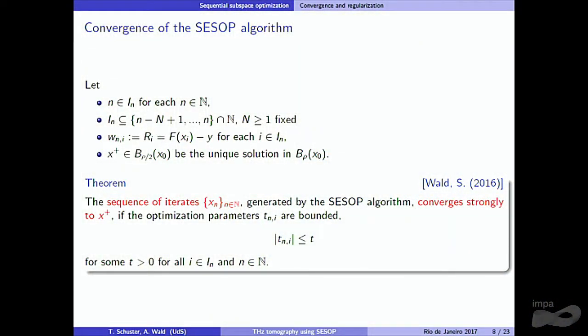The convergence theorem reads as follows: the sequence of iterates generated by the SESOP algorithm converges strongly to this unique solution in the neighborhood of the initial guess if the optimization parameters are bounded. This is a condition which we do not like to have because it's very hard to check. We have a boundedness condition on our step sizes.